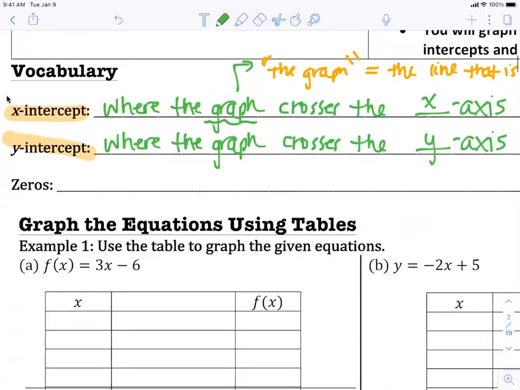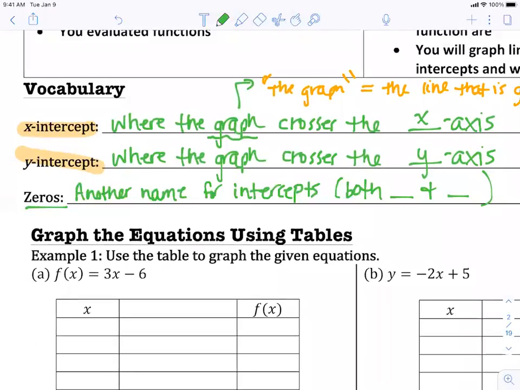Now, when it comes to graphing, just so you guys are aware, we talk about something called zeros. Zeros are really just another name for intercepts. The term zeros is all inclusive. It's for both x and y. So a question I can ask you later on in this unit is, find the zeros. That's really just a fancy way of saying tell me the x-intercepts and tell me the y-intercepts, okay?